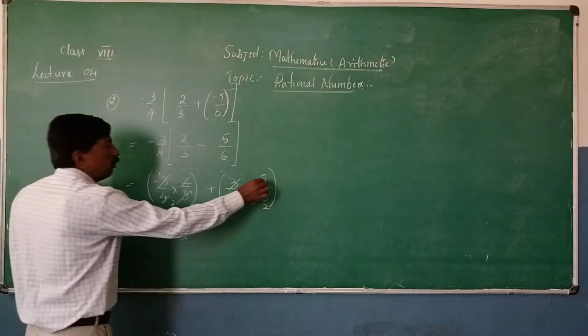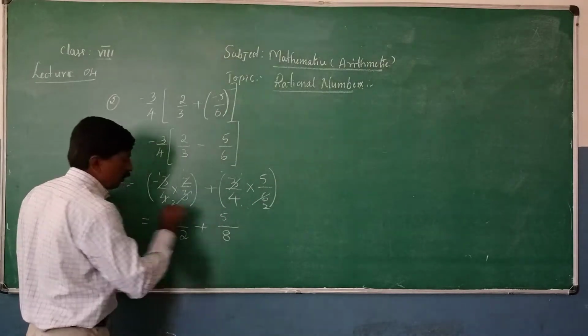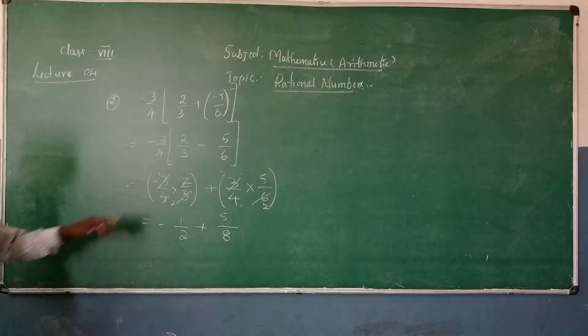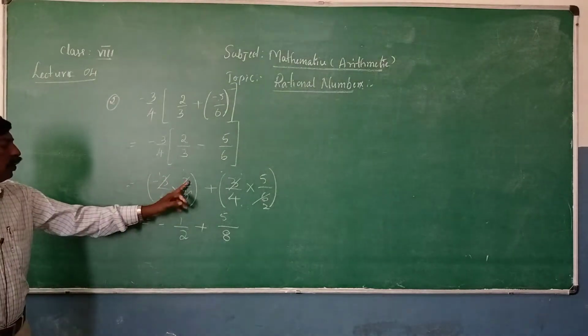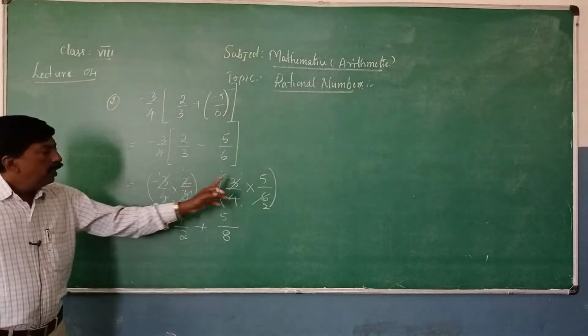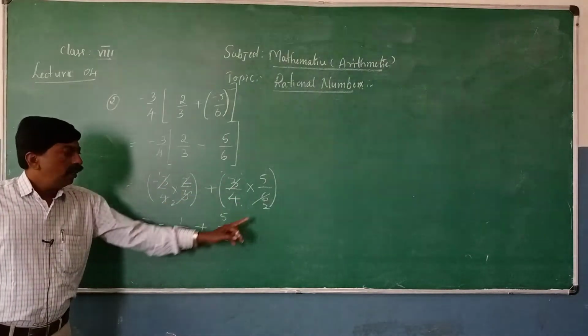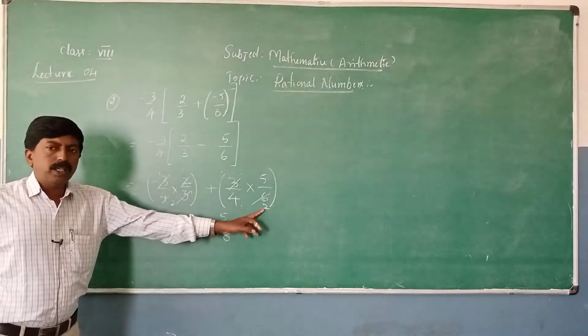So further it is not possible. 5 1s are 5, 4 2s are 8. What we did here, because of the product, 3 1s are 3, 3 1s are 3, it will cancel. 2 1s are 2, 2 2s are 4, so minus 1 by 2 plus 3 1s are 3, 3 2s are 6. So here an odd number, here an even number, it is not possible to divide.